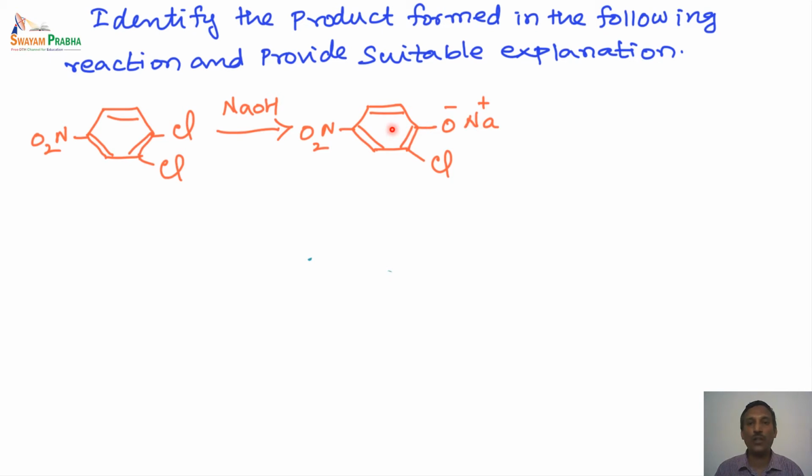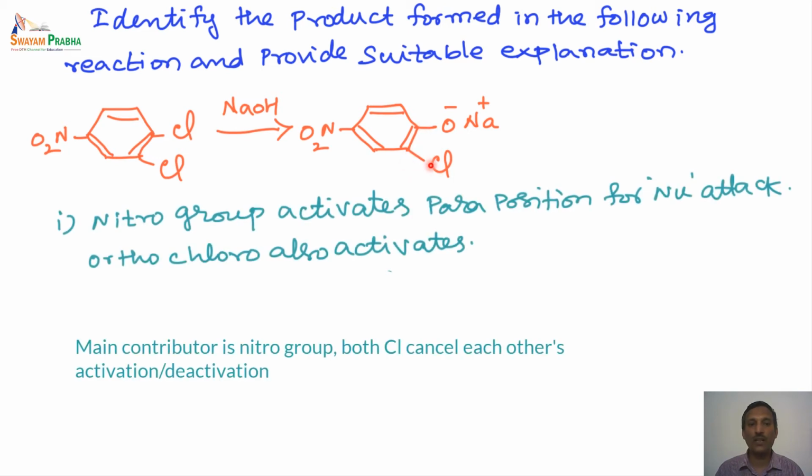Now we have to give an explanation why only the para halogen underwent nucleophilic substitution and not the meta one. So the reason is we already know the nitro group basically activates the ortho and para positions. In this particular case, we have only the halogen in the para position. So this para position is now activated for the nucleophilic attack. And this halogen also being in the ortho position also activates this chlorine for the nucleophilic attack.